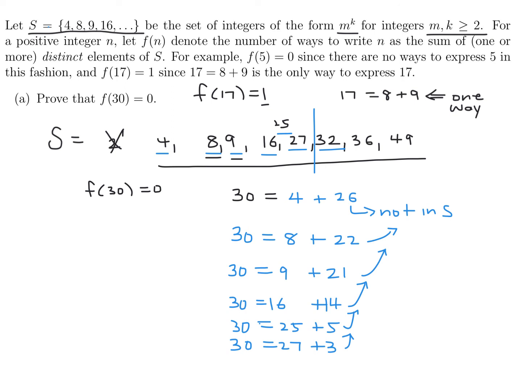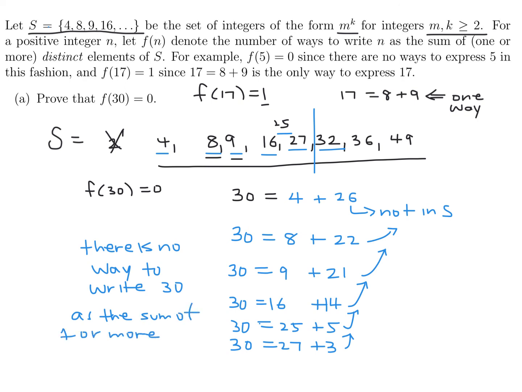So therefore, there is no way to write 30 as the sum of one or more distinct elements of S, and therefore f(30) would be equal to 0.